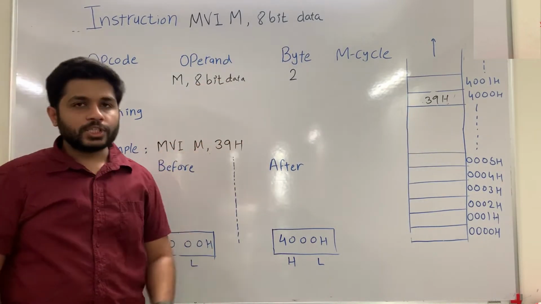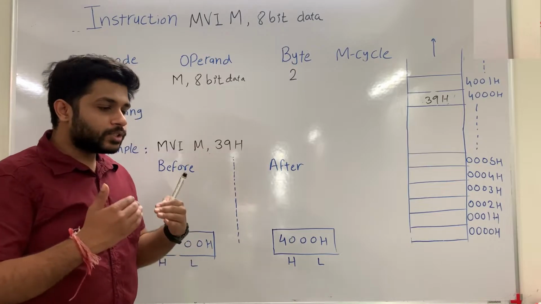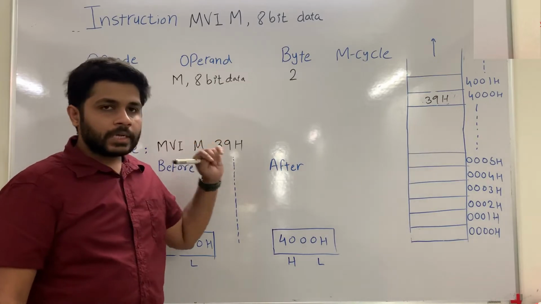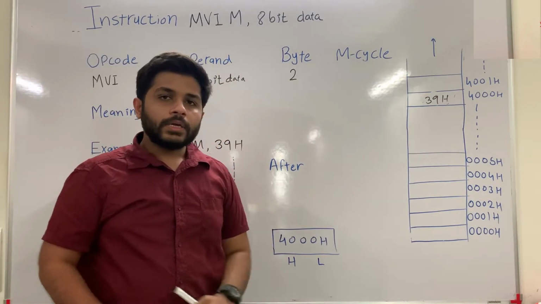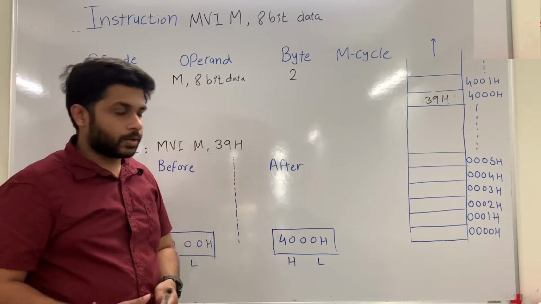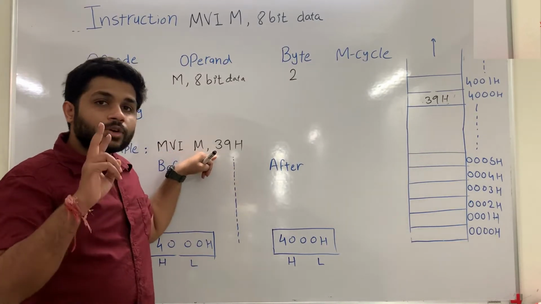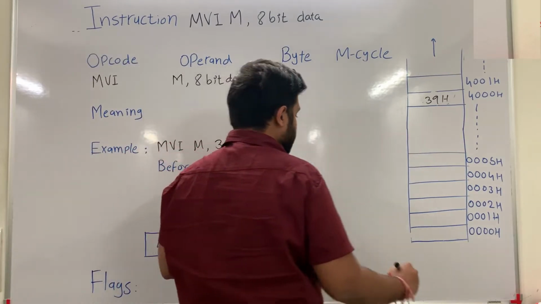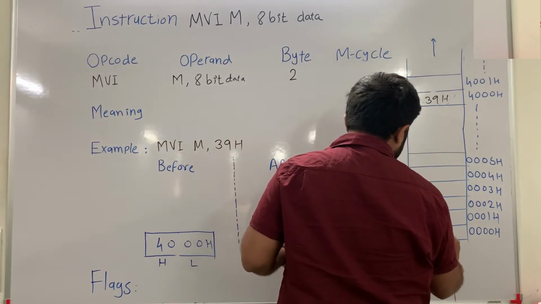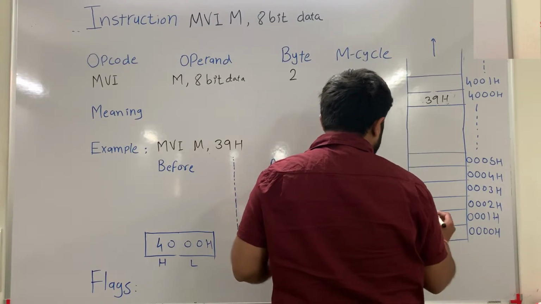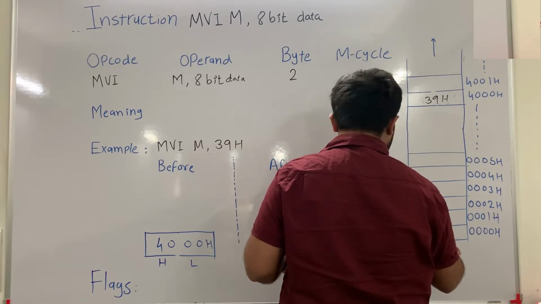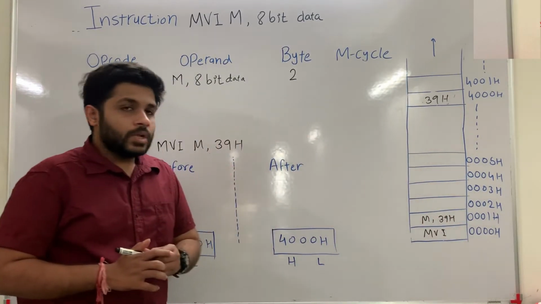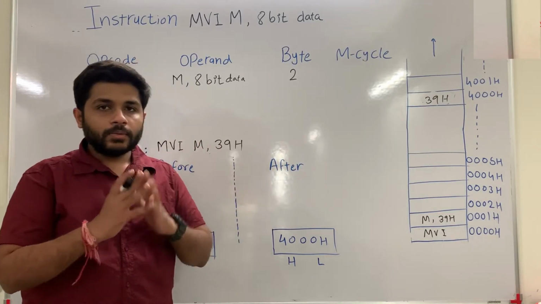Now let's understand the machine cycle. To understand machine cycle, you have to see the whole process of the instruction. So when you give MVI M, 39H, this instruction will be stored in the memory from the starting location. Because this instruction is of 2 byte, it will occupy 2 consecutive memory locations. So in the first location, there will be the opcode, and in the next location there will be the operand, which is 39H. Now, this instruction is stored in the memory.